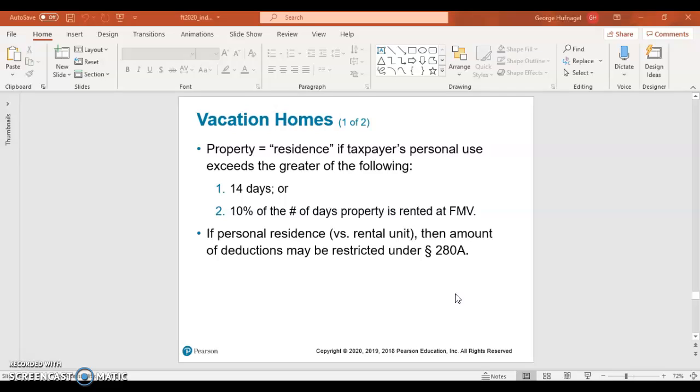Vacation homes. The property equals a residence if the taxpayer's personal use exceeds the greater of the following: more than 14 days, or 10% of the number of days the property is rented at fair market value. If personal residence versus rental unit, then the amount of deductions may be restricted under Section 280A.